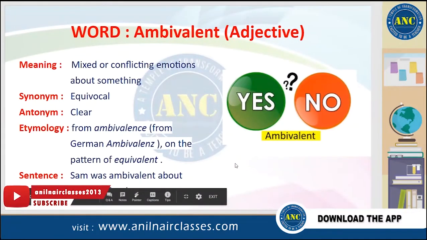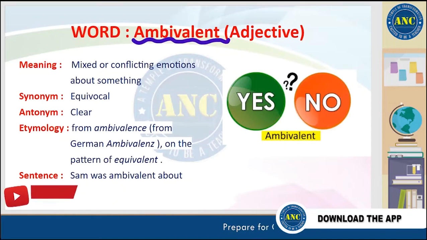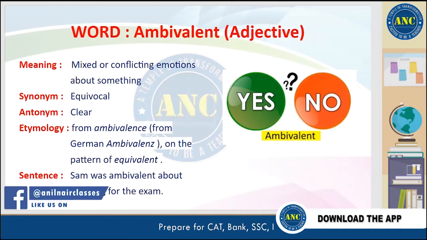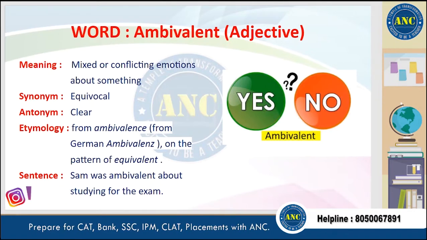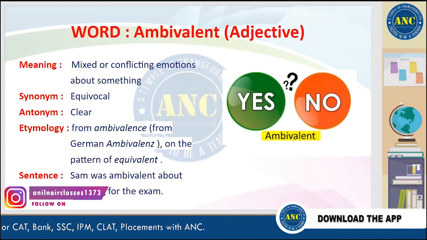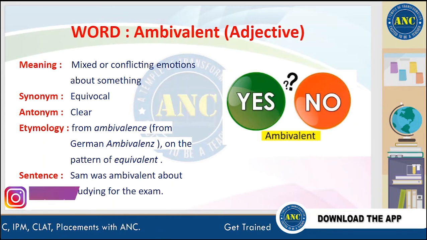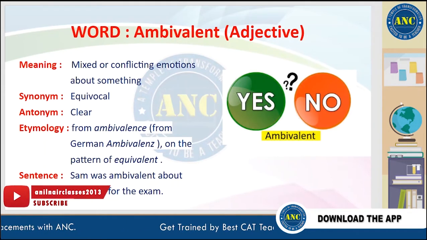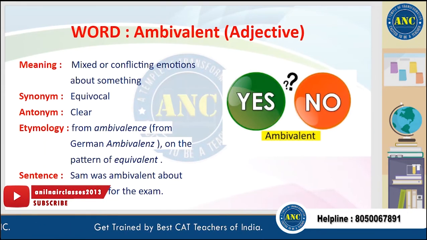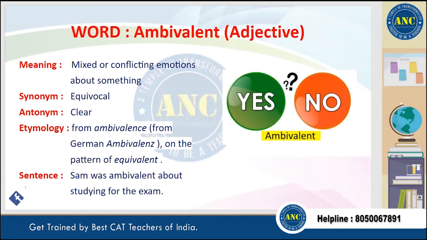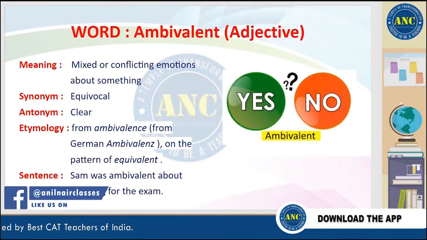The next word is ambivalent. It means mixed or conflicting emotions about something. A synonym is equivocal and an antonym is clear. It is derived from the German word ambivalence. A sentence is, Sam was ambivalent about studying for the exam.